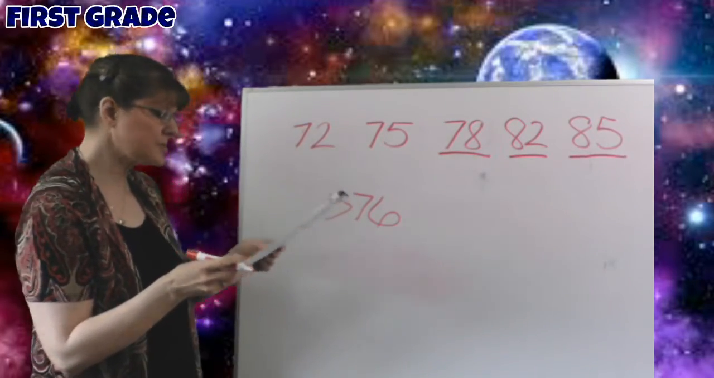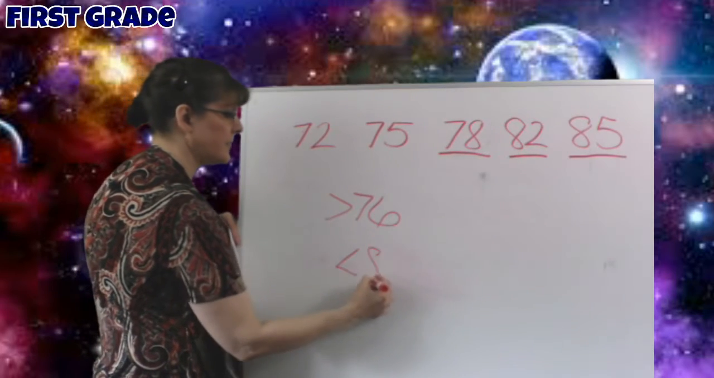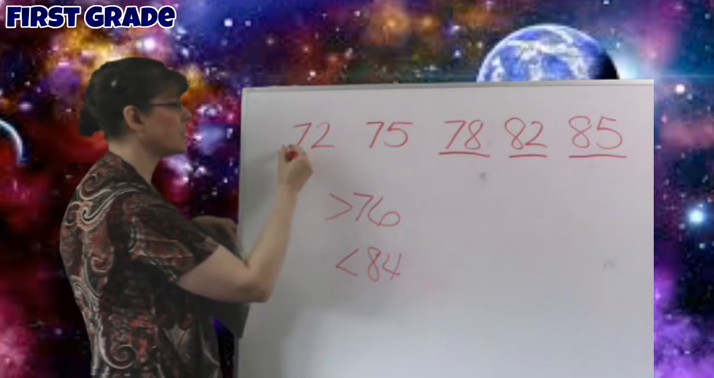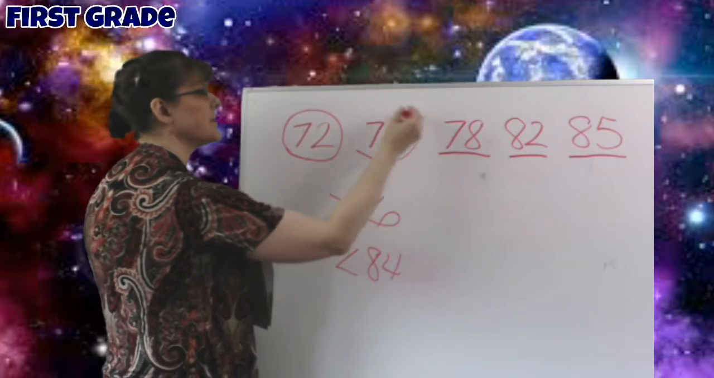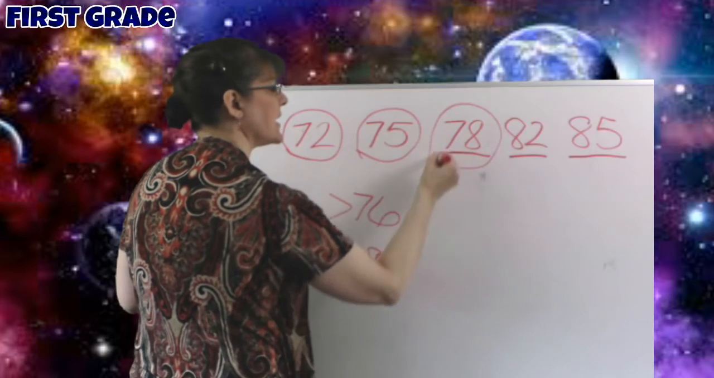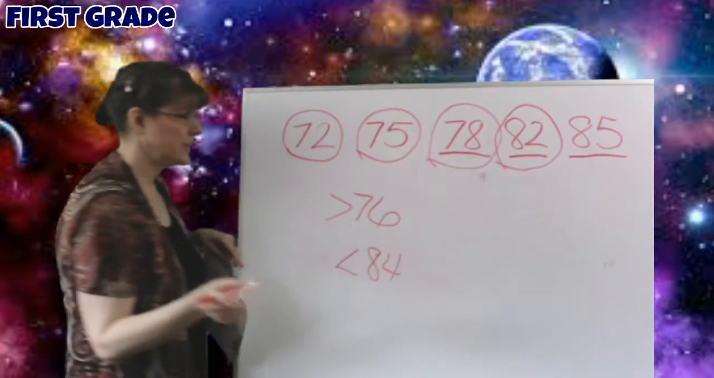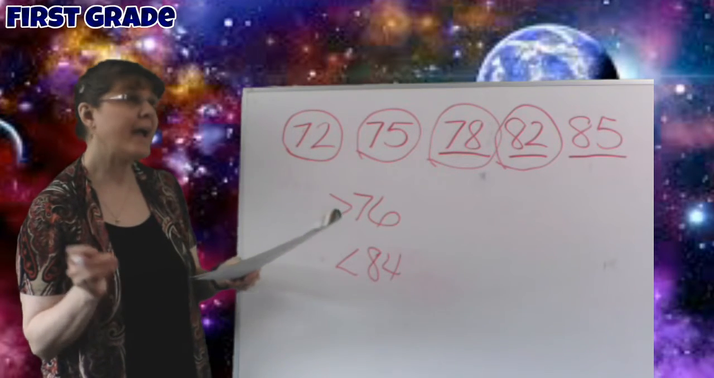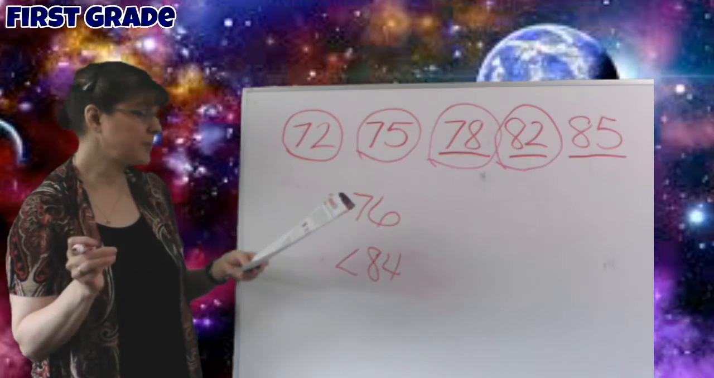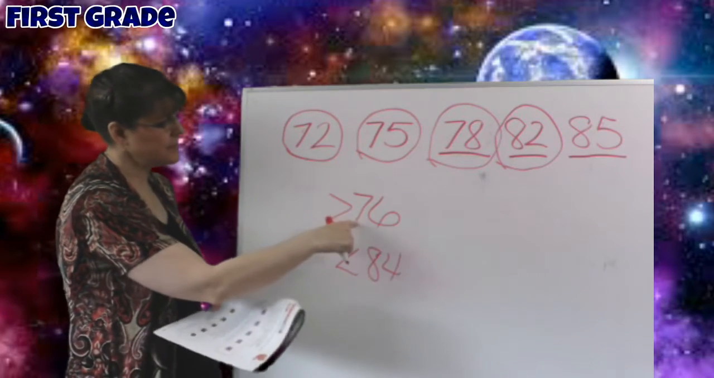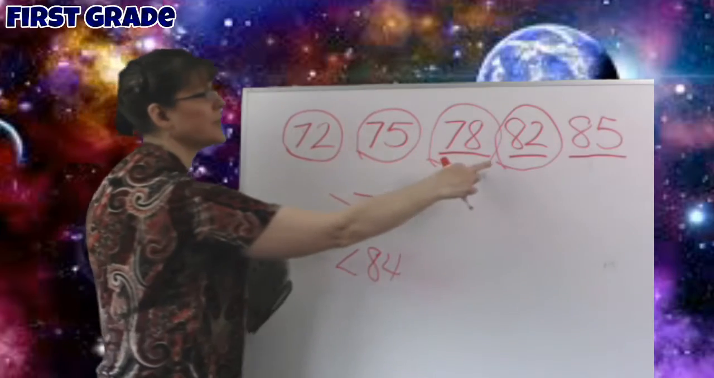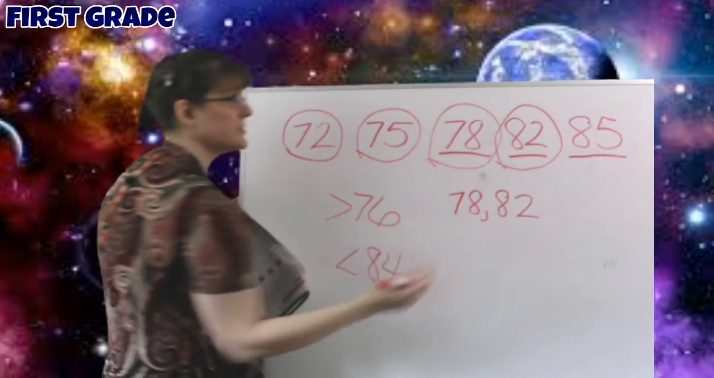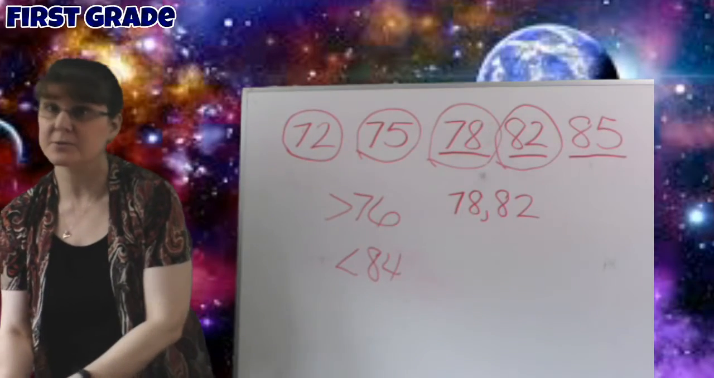Then she circles numbers less than 84. Some of these are going to be underlined and circled. What is less than 84? 72 is, 75 is, 78 is, and 82. So now we have to find out which cards she circled and underlined. The number cards are both greater than 76 and less than 84. There are two that she circled and underlined. So the answer is 78 and 82 are the two that would fit those descriptions or clues.